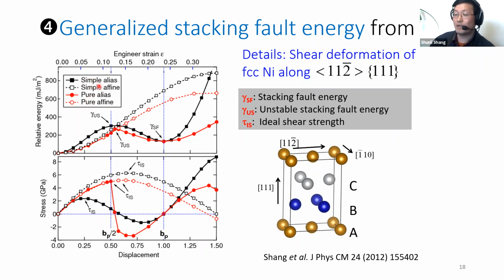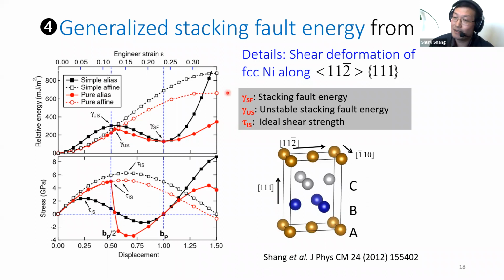One is the simple shear and the other is the pure shear. Simple shear is without relaxation after shear. The pure shear means after shear deformation, we relax the structures. This one, the pure Alice shear, is very close to the real case. Then we can take a look at which properties we can get from this curve.